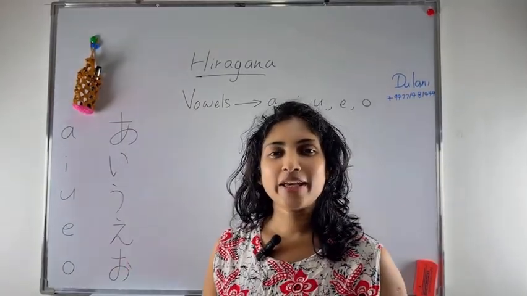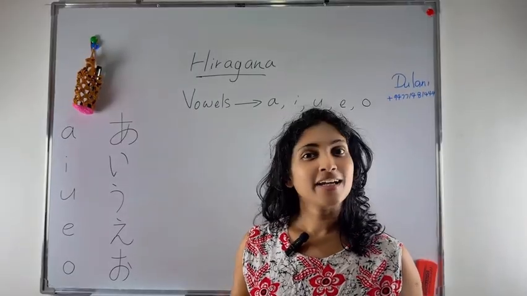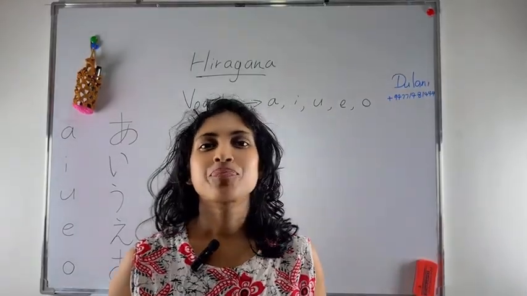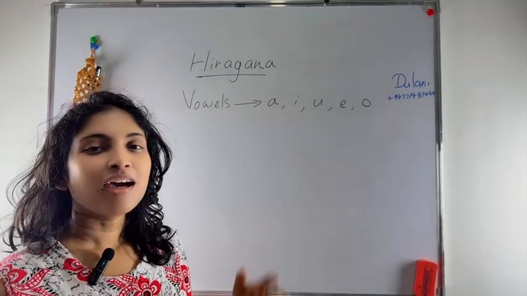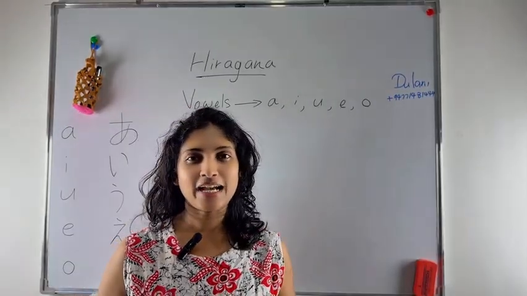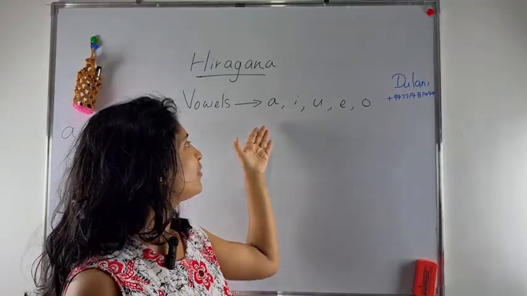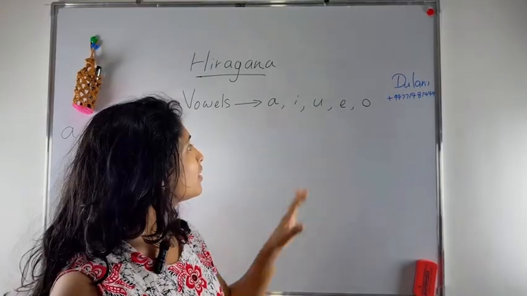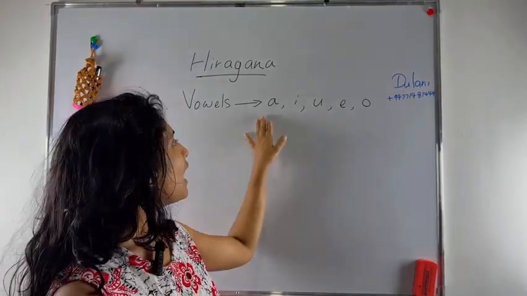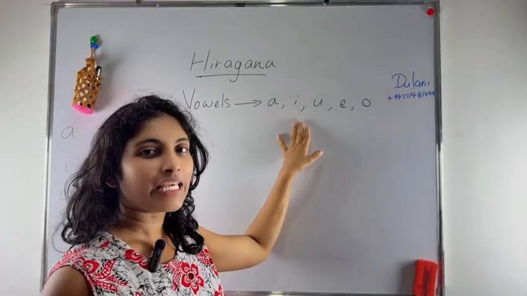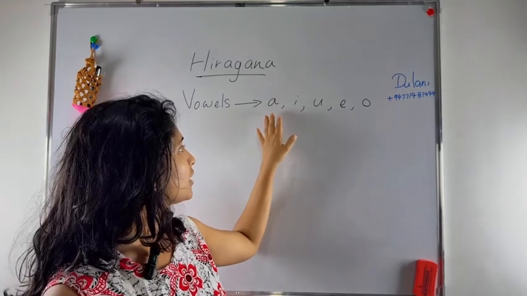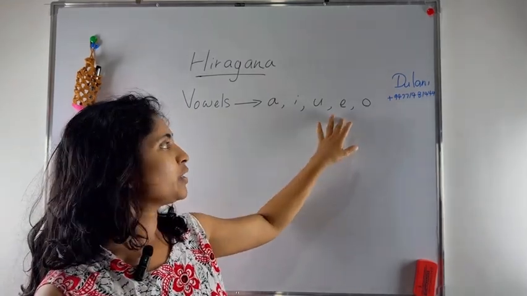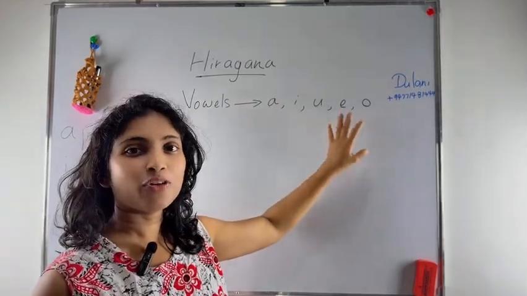So today we are going to learn the Hiragana alphabet, but only the vowels. There are 5 vowels in the Hiragana alphabet. We pronounce them as A, I, U, E, O. But we don't pronounce them like that.